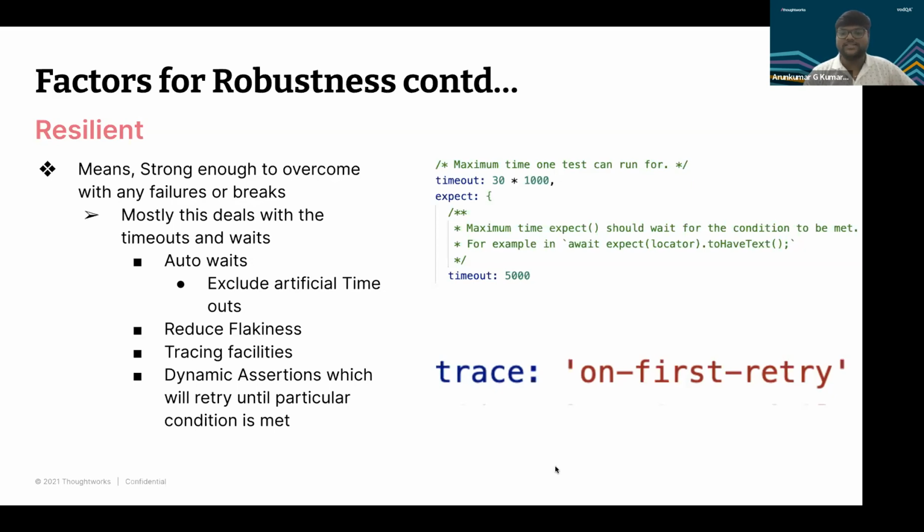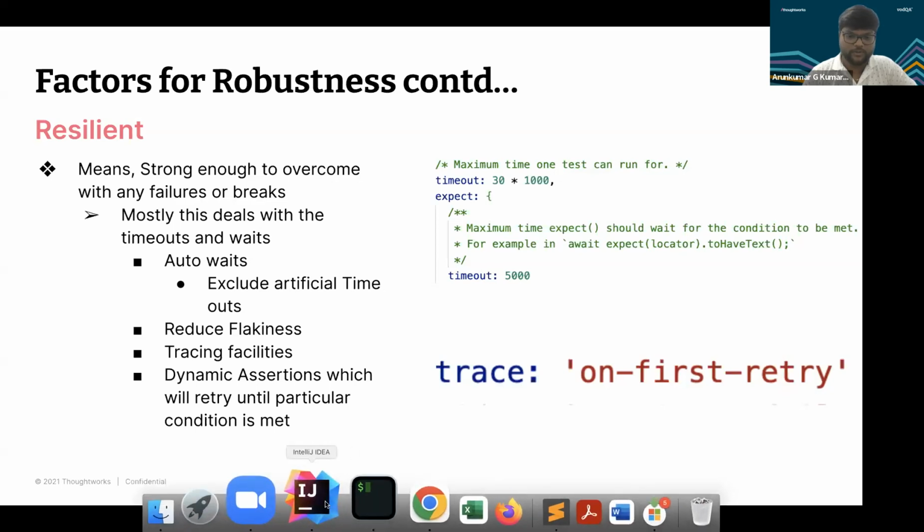And also the tracing facilities. Somebody asked about debugging, so that also comes under this one. And also, moreover, the dynamic assertions, I would say. For dynamic assertions also, I am not mentioning anything specific there. Instead, I'm just giving expect dot to have text, expect dot to be visible. So that is what my assertion should contain. These are things related to being resilient. So this is how you can come up with the framework, whatever you are going to create.